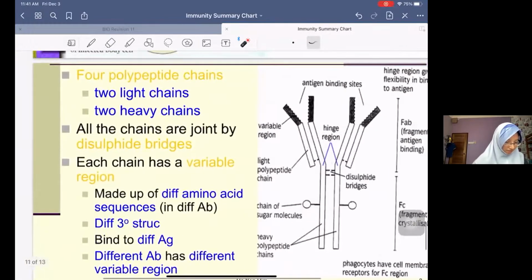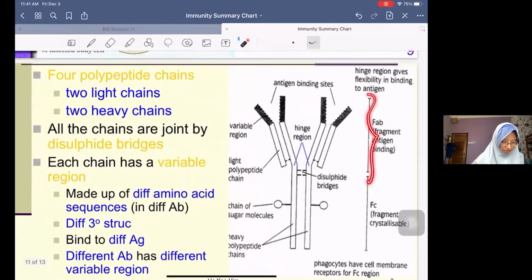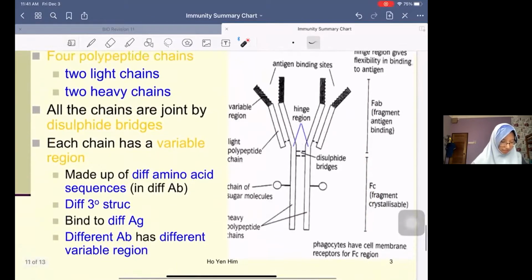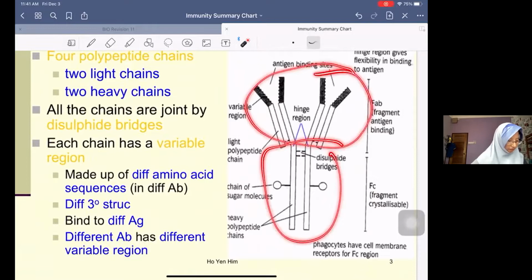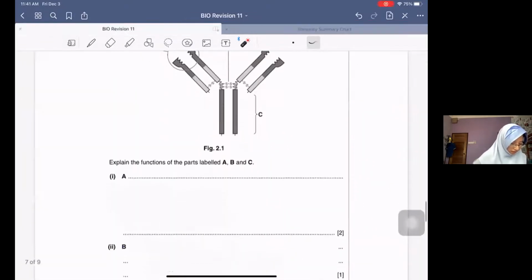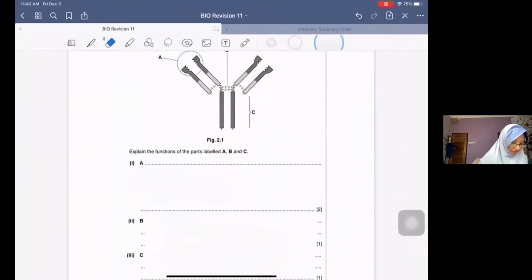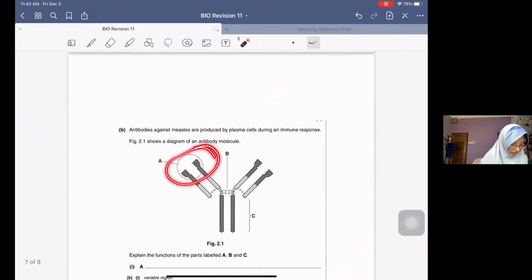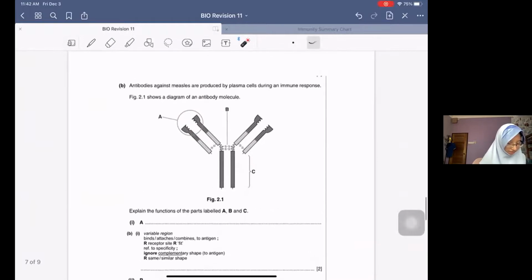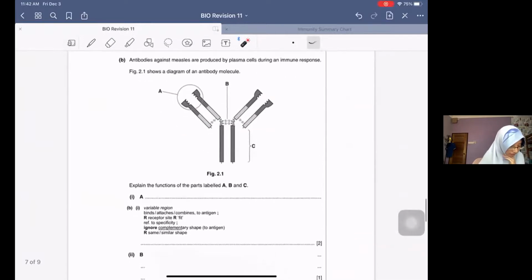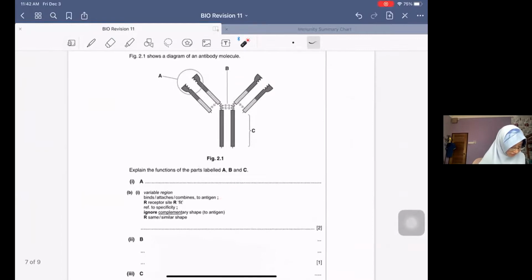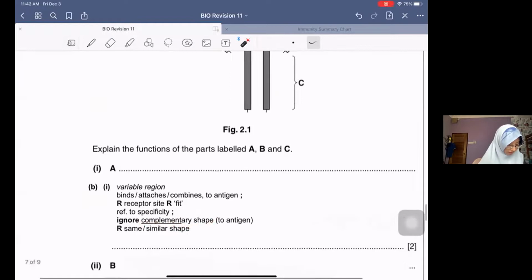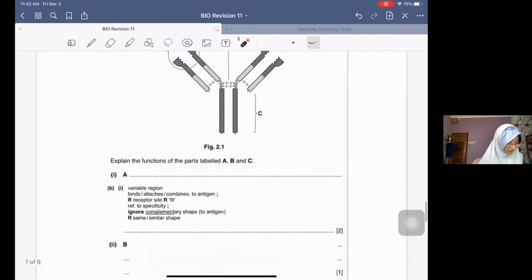So yes, antibodies. We can see they have two regions, the antigen binding region and the crystallizable site. This is the constant region and this is the variable region. Explain the functions of parts labelled A, B, and C. A is here. We now all know that it's the antigen binding site. They bind to the antigens because they have a similar shape. They're not complementary, they have a similar shape.